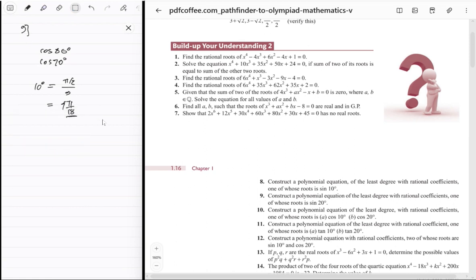Okay, something else that we can do with it. Sine 20 degrees. But sine 20 degrees plus sine 10 degrees. Yeah, that's interesting. Okay.